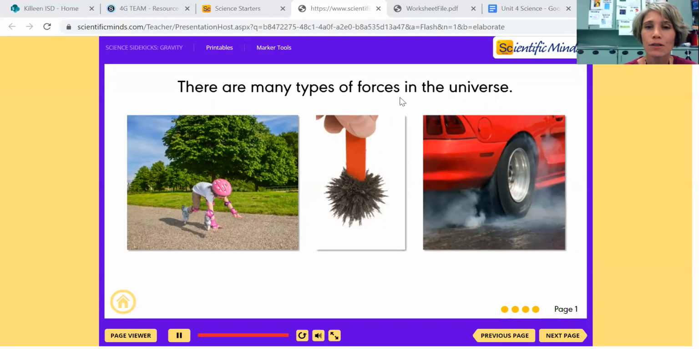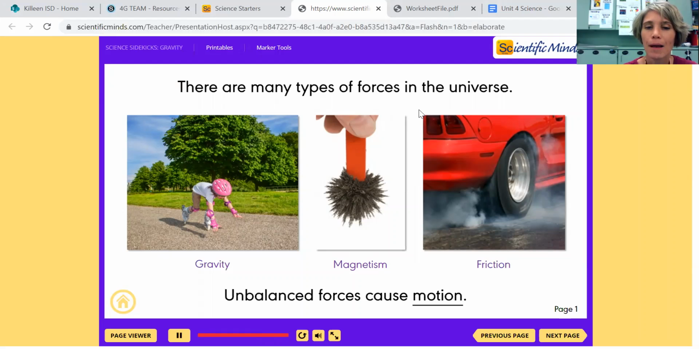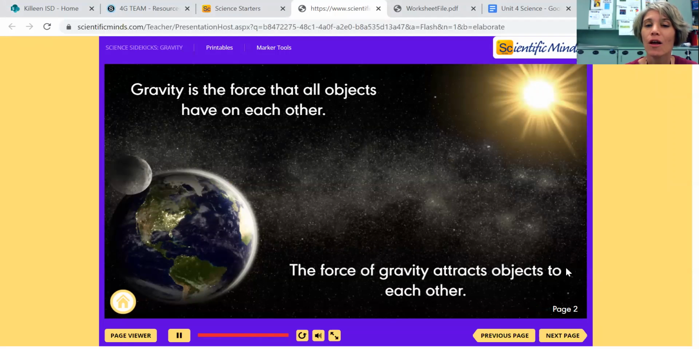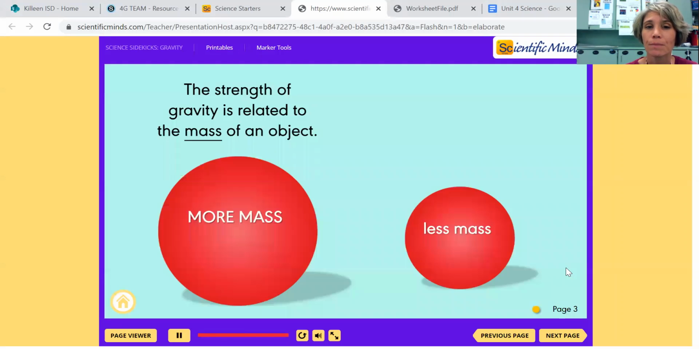There are many types of forces in the universe. We have gravity, we have magnetism, and we have friction. Unbalanced forces cause motion. So if there is more gravity than friction, then something will move. Like I said, today we're going to be focusing on gravity. Gravity is the force that all objects have on each other. The force of gravity attracts objects to each other.